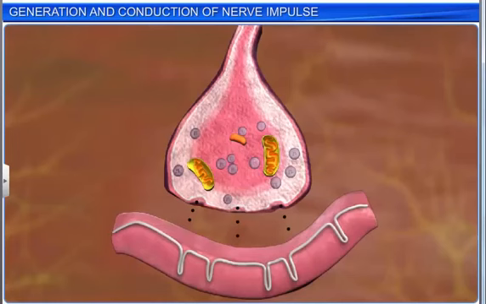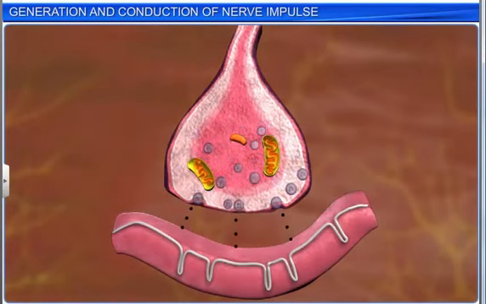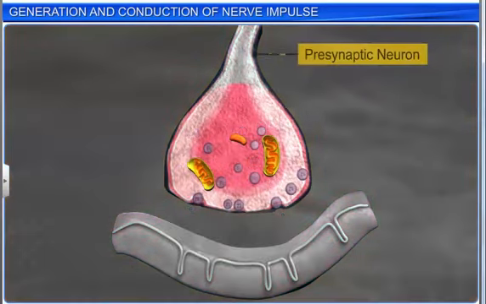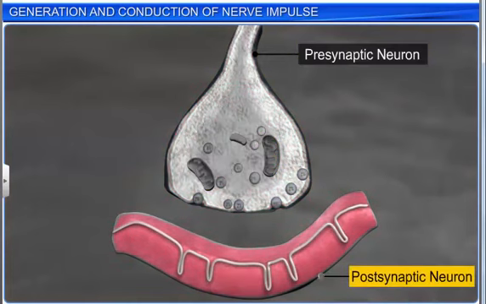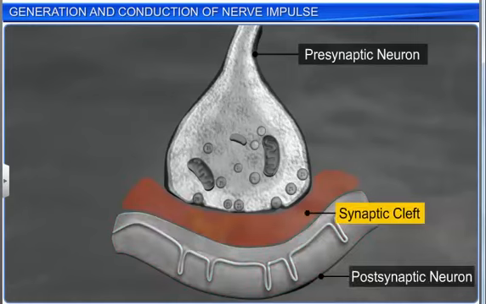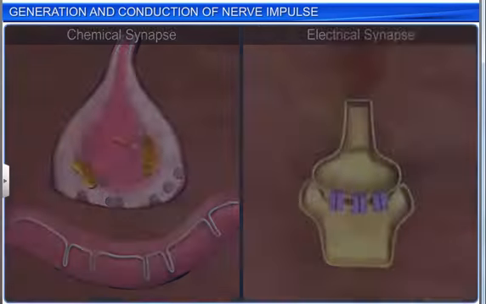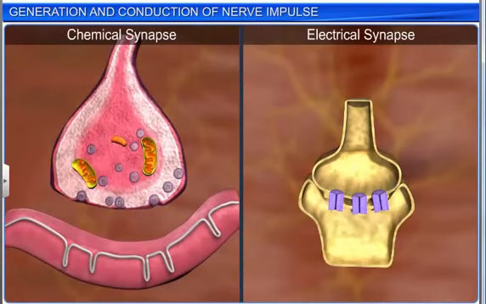A junction helps transmit the nerve impulse from one neuron to another. These junctions are called synapses. A synapse is formed by the membranes of a presynaptic neuron and a postsynaptic neuron, which may or may not be separated by a gap called the synaptic cleft. There are two types of synapses on the basis of the nature of transfer of information. These are chemical synapses and electrical synapses.